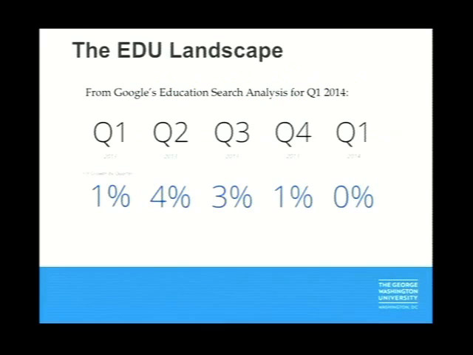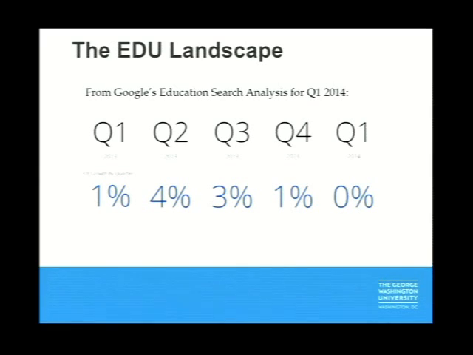Okay. So every quarter, Google puts out their education search analysis, and they put it out in an annoying Google way, which is on a Google Hangout. And then they post it as a YouTube video, a 35-minute YouTube video. So if you have 35 minutes, it's worth a watch, but I tried to boil this down a little bit to the key things that I found from the most recent analysis.